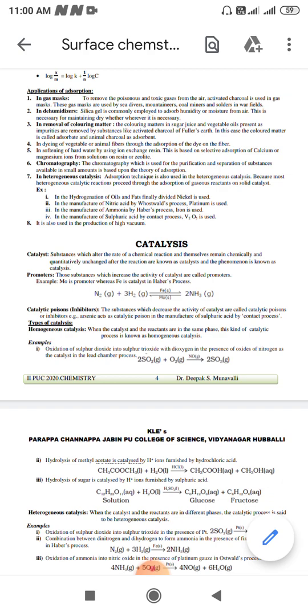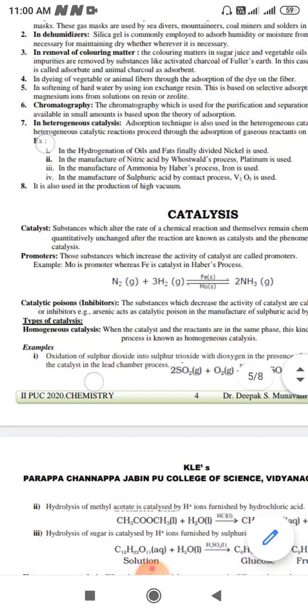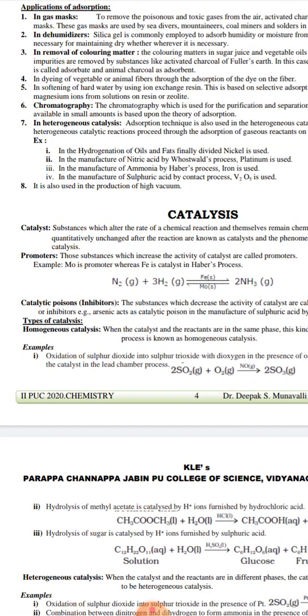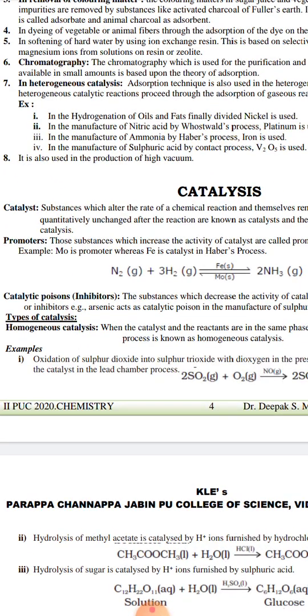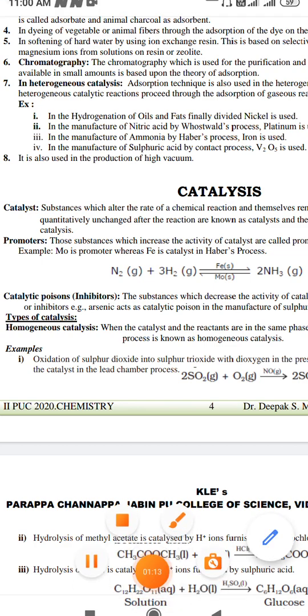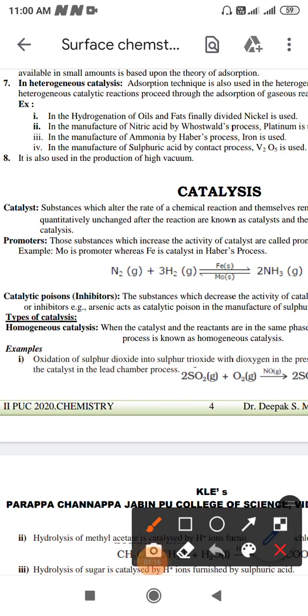Now in the second subtopic known as catalysis, first we'll go with the definition of catalyst. Catalyst, you have already heard this term, one which makes the reaction faster, but what exactly is the definition, we'll go through it here. A catalyst is a substance which alters the rate of a chemical reaction. Which alters means which changes the rate of the reaction, and themselves remain quantitatively unchanged after the reaction. Such substances are known as catalysts.